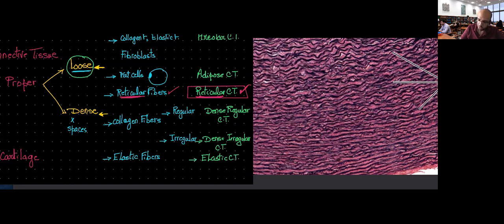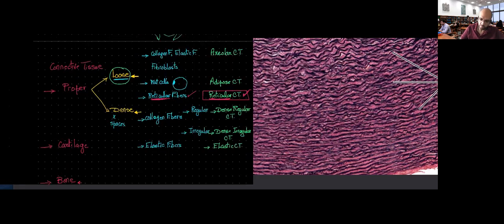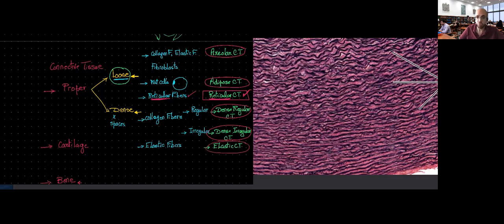So again, what are the 6 different types of connective tissue proper? We have areolar connective tissue. We have adipose connective tissue. We've got reticular connective tissue, dense regular, dense irregular, and elastic connective tissue. Those are the 6 different types of the connective tissue proper. Any problem on how to identify each one of those?